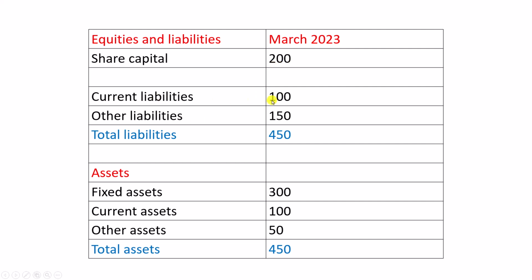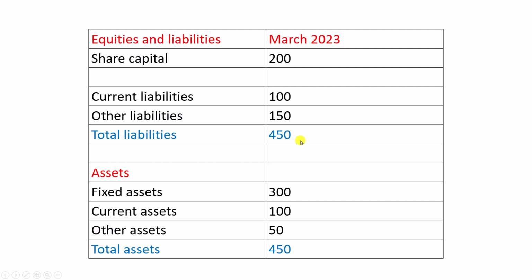Current liabilities is 100 crores. Other liabilities is 150 crores. So totally it adds up to 450: 200 plus 100 plus 150, 450. In assets, we have fixed assets 300 crores, current assets 100 crores, other assets 50 crores. So totally it adds up to 450. So we have 450 here, 450 here, and the balance sheet is balanced.